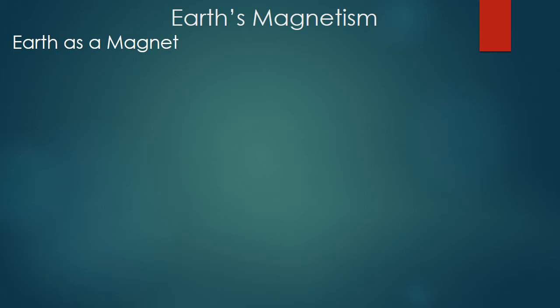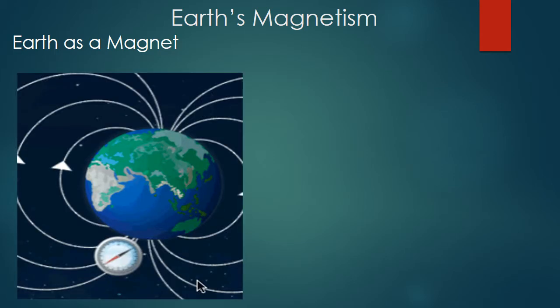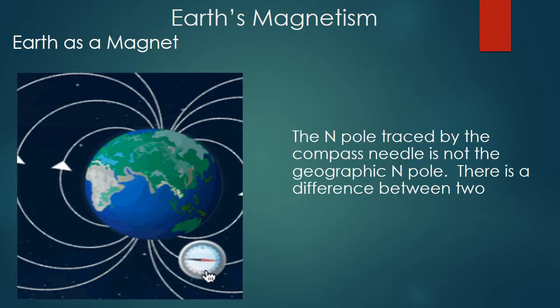We can use a compass needle for tracing the magnetic field lines of the Earth. In the figure, you can see the needle always points towards the north. But here, the important thing is that the north pole traced by the compass needle is not the geographic north pole. That is, there is a difference between the north pole traced by the compass needle and the geographic north pole of the Earth.